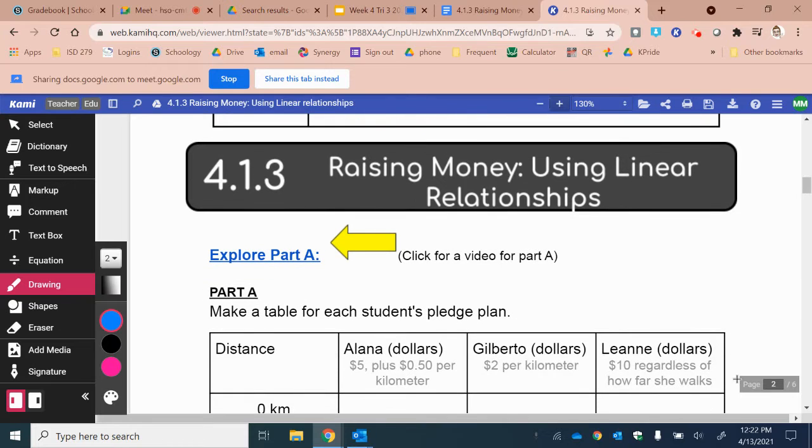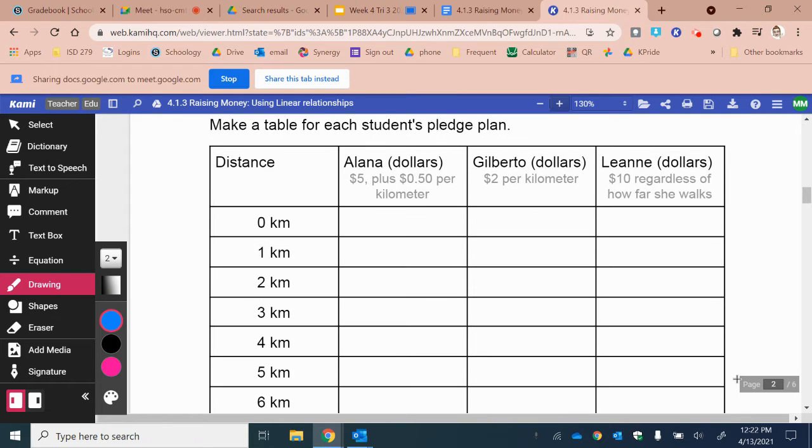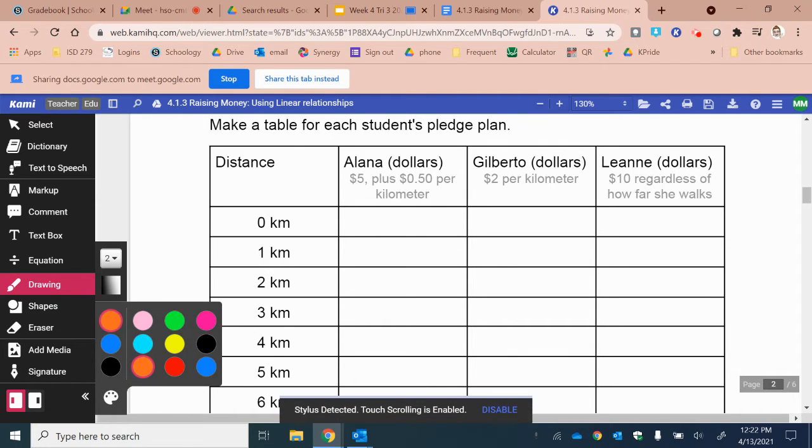All right, in 4.1.3, it's called Raising Money Using Linear Relationships. In part A, you're going to make a table for each student's pledge plan. So I rewrote the pledge plans for you so that you don't have to keep scrolling back up and down. But for the pledge plans, you want to think about what does the plan actually say?